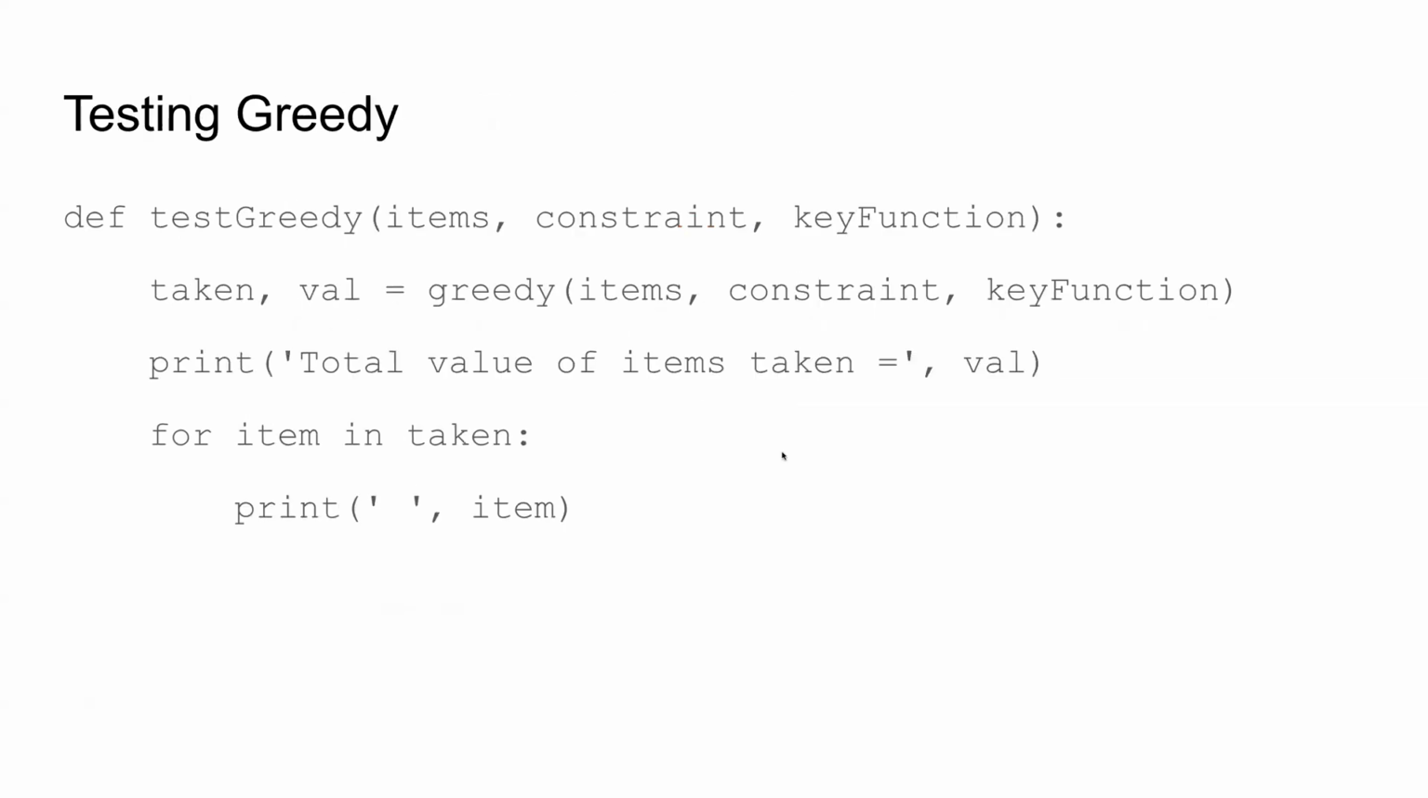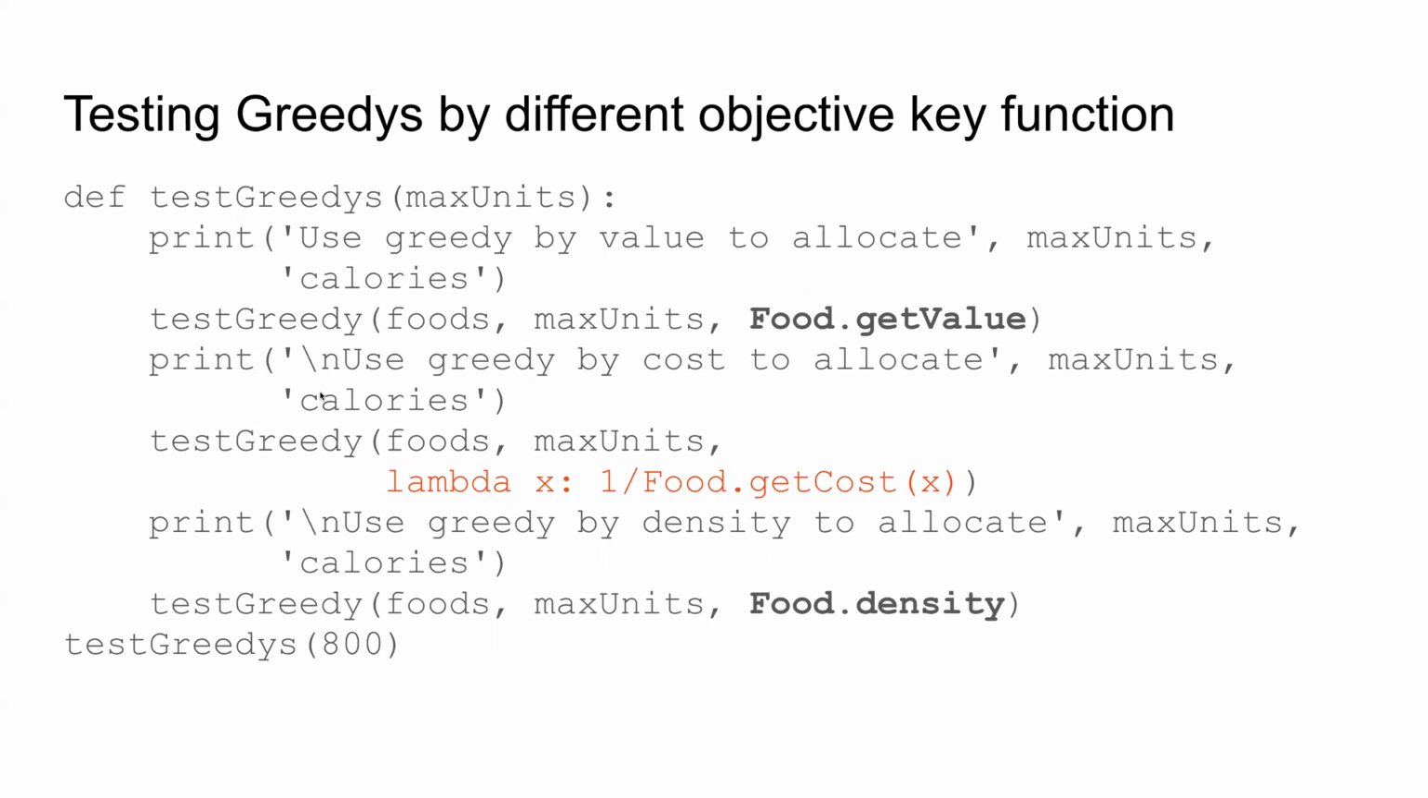Okay, so let's test it. To test the function, you take the items, take the constraint, and take the key function, right? So the greedy will return the list of items taken and the total value of it. And you can print it out. All right. And then you can change this testing by different key functions. You can use greedy by value, calories, so get value, or you can use an inverse of the cost of that item. This is a lambda function.